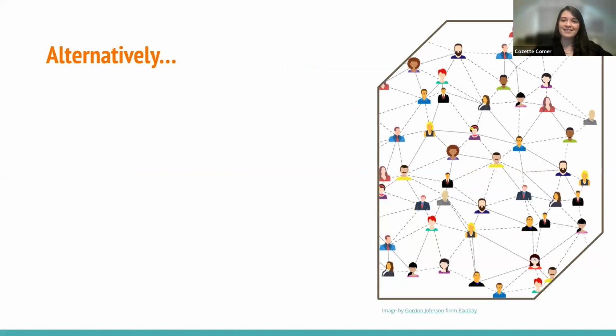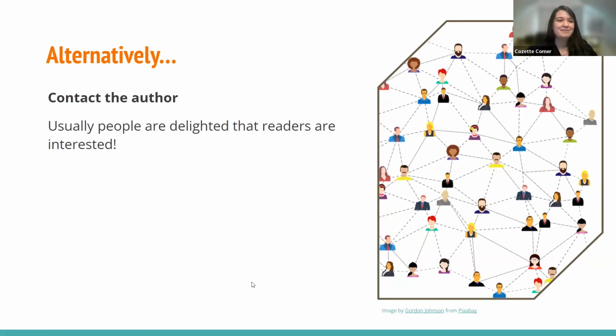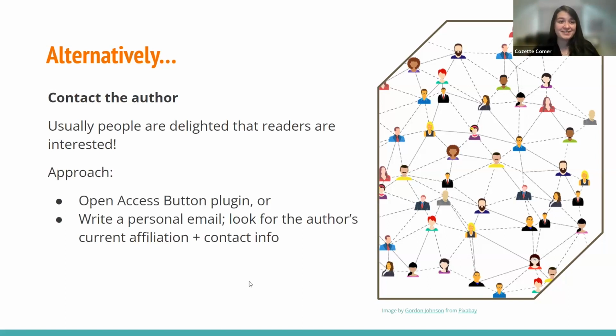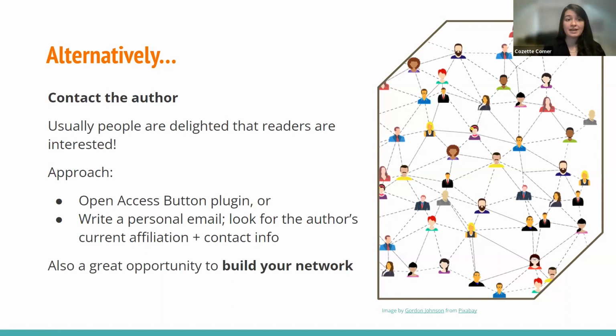And then one more alternative might be to reach out to people directly. Contact the author. People are usually delighted that readers are interested, and being included in a systematic review or a mapping or a scoping review is really cool. So one approach might be to use the built-in features in the Open Access Button plugin. Or you might look up the author's information manually and write a personal email. This is also just a great opportunity to build up your network.